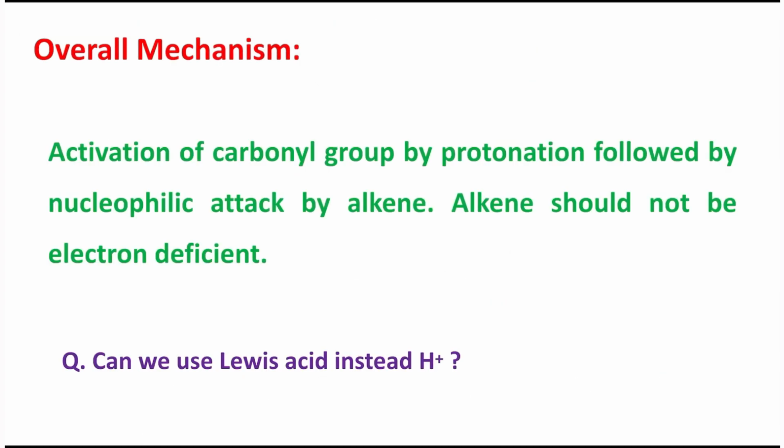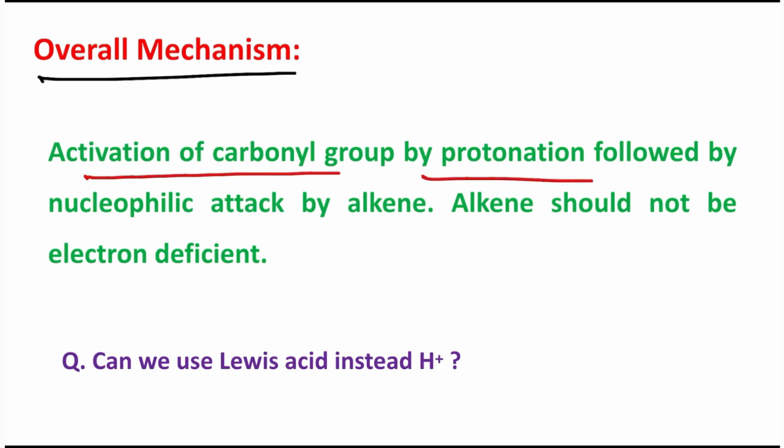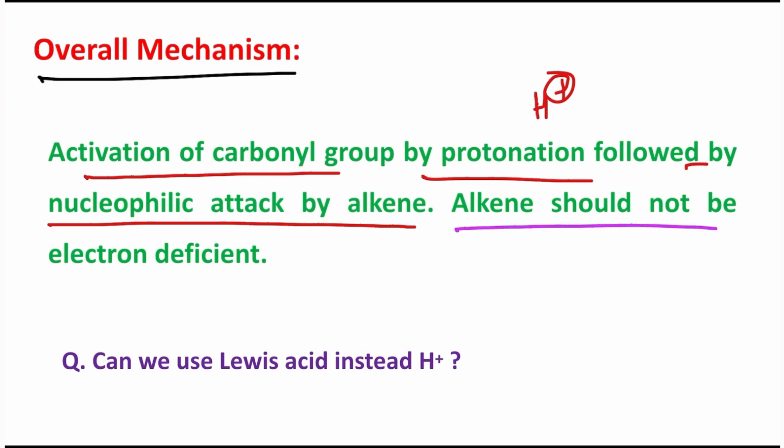Now let's go to the overall understanding till now. What we have understood about the mechanism is the activation of the carbonyl group by protonation, meaning in the presence of any acid, followed by a nucleophilic attack by alkene in one case, or you may consider aldehyde if it is in excess. Another thing we learned is that the alkene should not be electron deficient. It is better if it is electron rich, because the first step is associated with the nucleophilic attack by the alkene to the carbonyl group. So this thing we have understood.